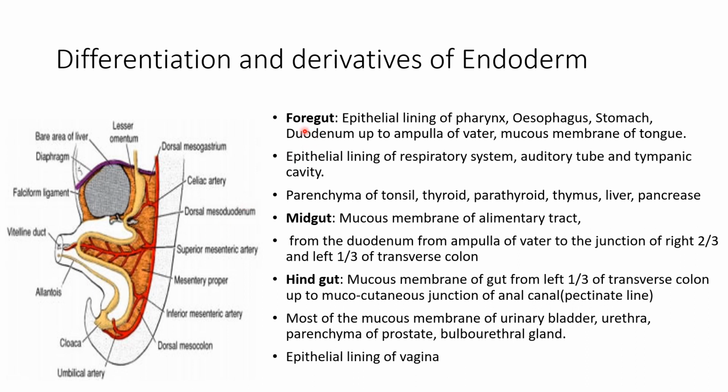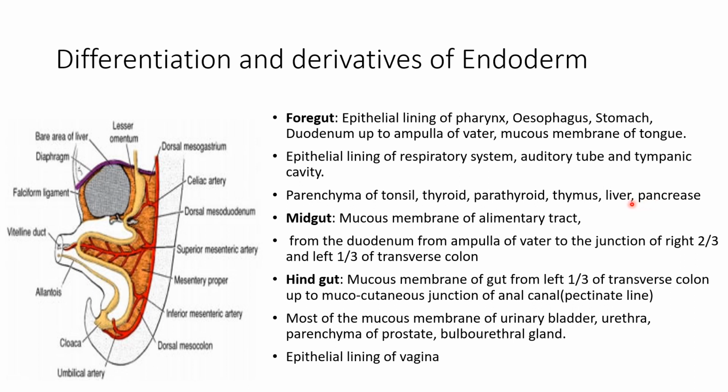So first the derivatives of the foregut. So in this region, in the ventral aspect, we also have the pharyngeal arch. So from the pharyngeal arch again has clefts derived from ectoderm, arches derived from mesoderm, and pouches derived from endoderm. So from the endodermal pouches of the pharyngeal apparatus develops the parenchyma of tonsil, thyroid, parathyroid, thymus. Then the liver and pancreas also develop from the foregut.